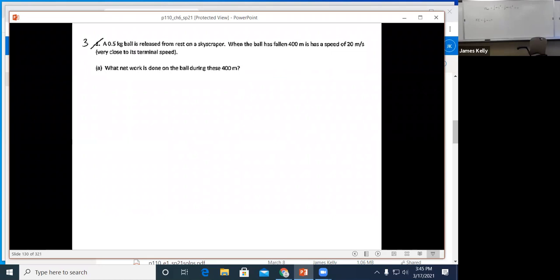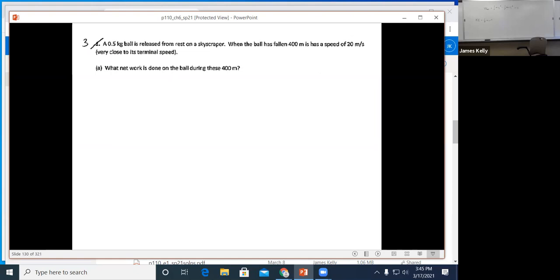So the situation is someone's dropping a 1/2 kilogram ball from a skyscraper from rest. That's our initial. And then our final is after the ball has fallen down by 400 meters. So it's a pretty tall skyscraper. And we're told that at that point it has a speed of 20 meters per second. And it's very close to the terminal speed.